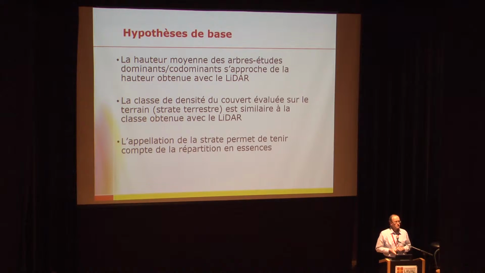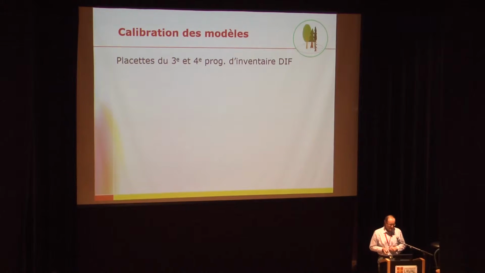The second assumption is that we take information to evaluate the density class of the cover as evaluated with the LiDAR. That also has to connect closely with the information obtained from my plots with the terrestrial layer. We have a density class evaluation. And finally, if we want an efficient species distribution, we want to check whether the mapping appellation can be used to divide the volumes by different species categories.